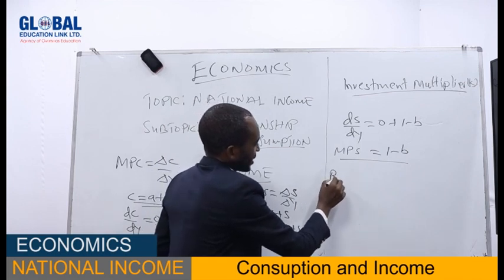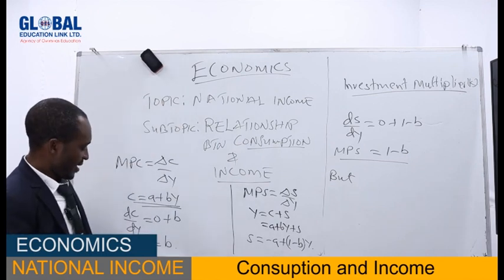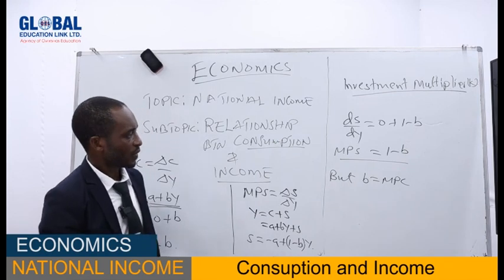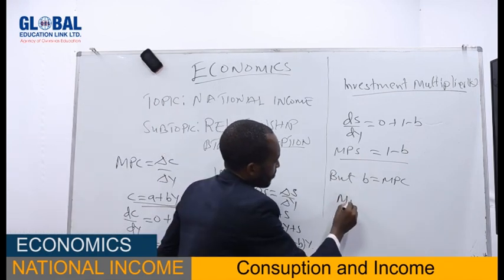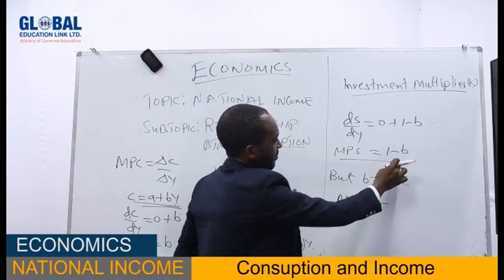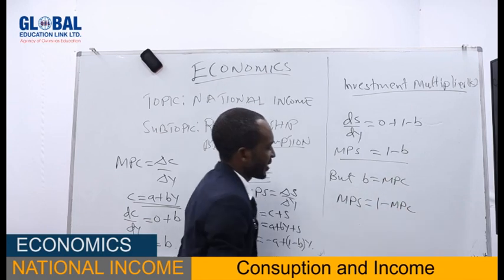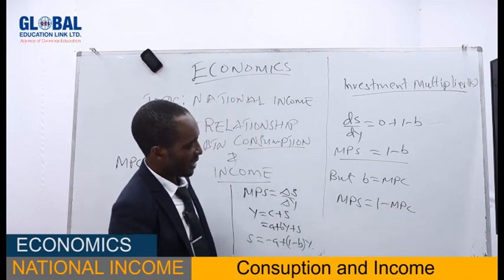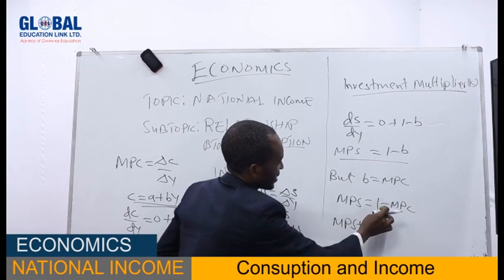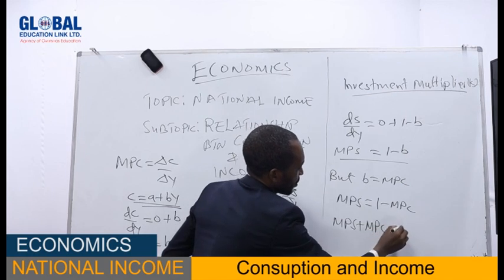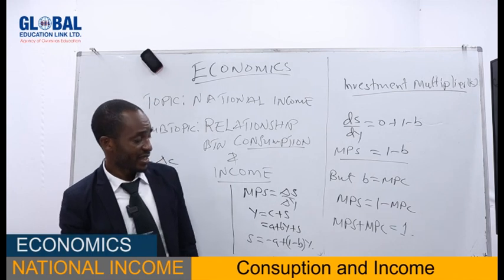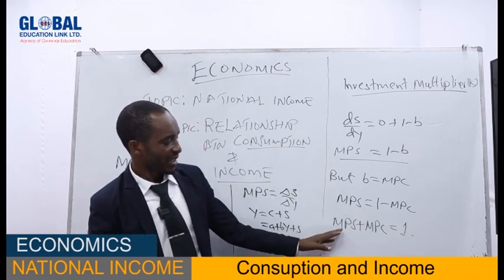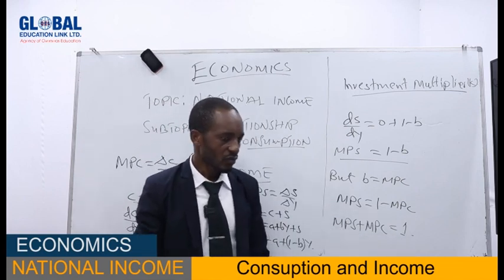Also, we know that B equals MPC. So you can substitute in this equation. MPS will be equal to 1 minus, instead of writing B, you can put MPC. So MPS will be equal to 1 minus MPC. Now when this one comes to the left side, it will be MPS plus, since it's negative, when it comes this side it will be positive, MPC equals 1. So if we are asked to show the relationship between marginal propensity to save and marginal propensity to consume, the answer will be equal to 1. So when you take the summation of MPS and MPC, the answer is equal to 1.